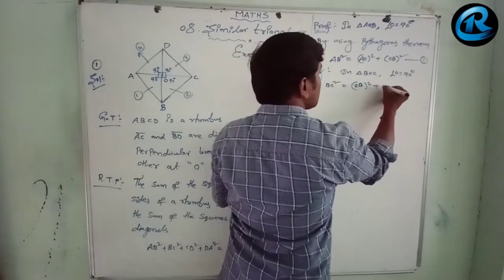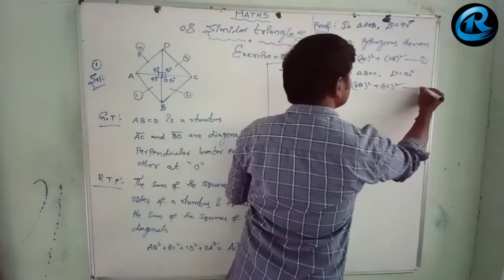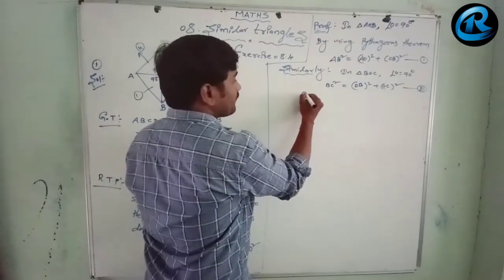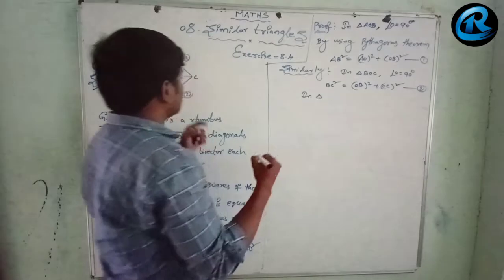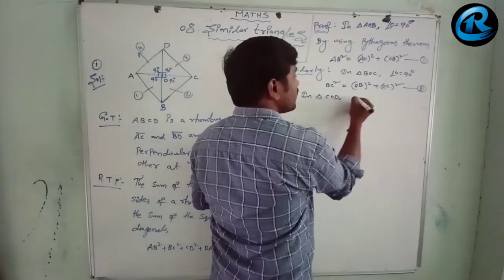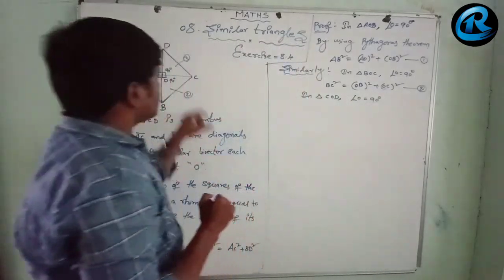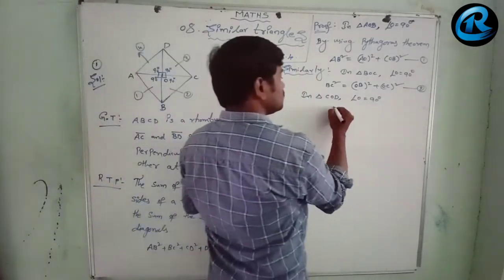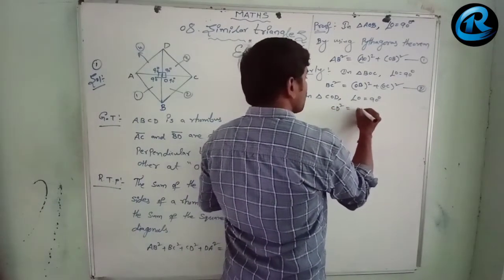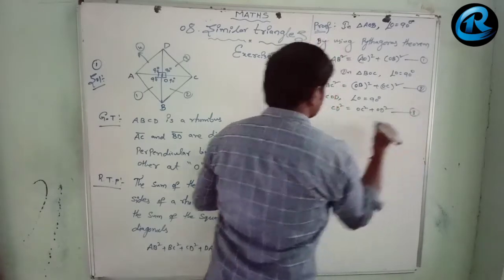OB square plus OC square. Again, this is equation number 2. Now in triangle COD, angle O equal to 90 degrees, where CD square equal to OC square plus OD square. This is equation number 3.